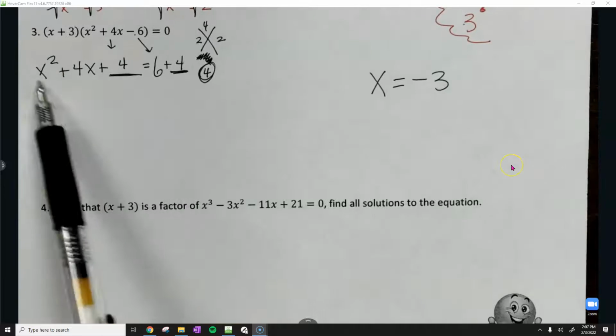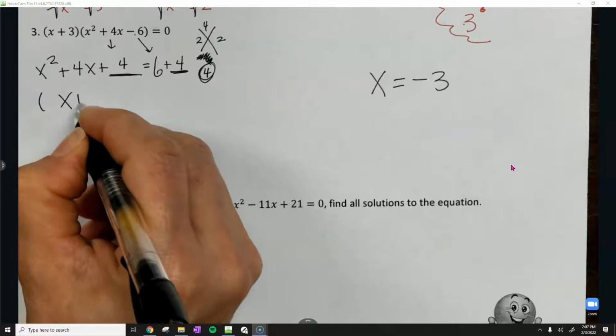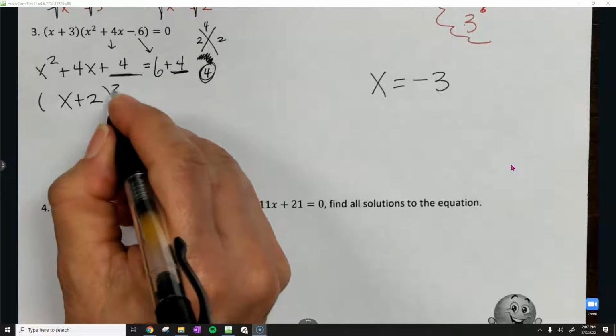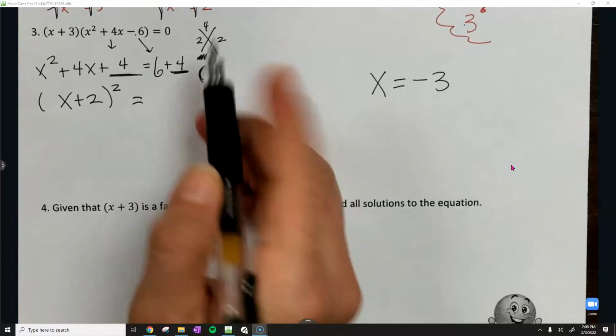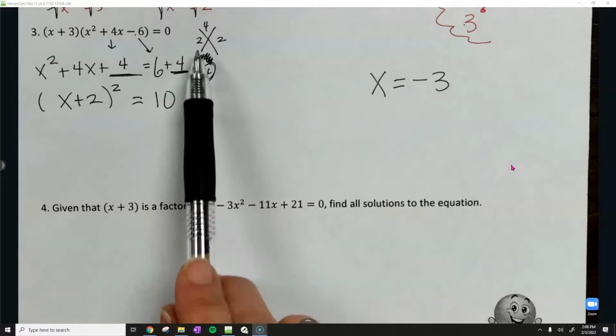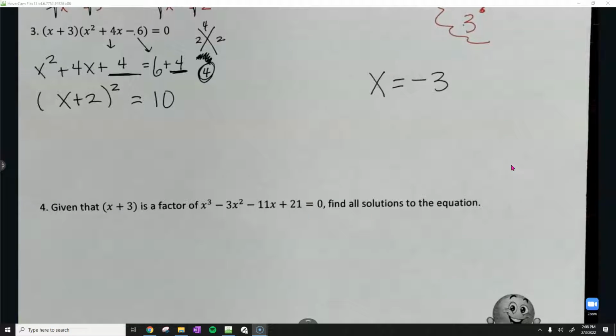Okay, all right, guys, so what is this factor to? It factors to x plus 2 twice. Both of the factors are the same. And remember, 6 plus 4 is 10. What are the two x plus 2? This factors to that.